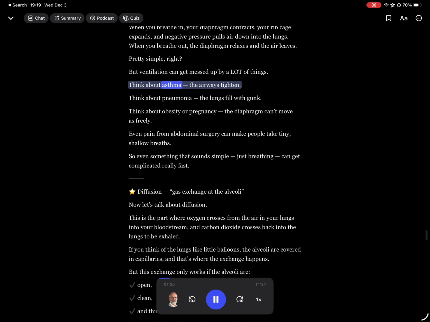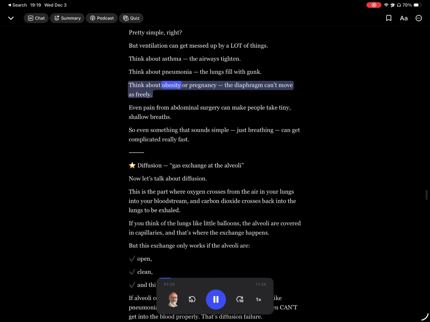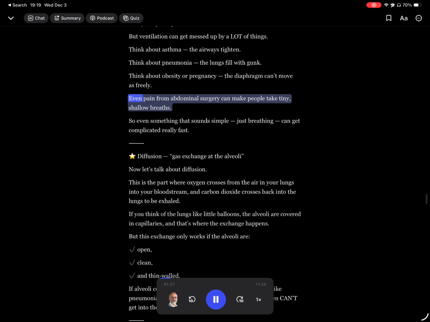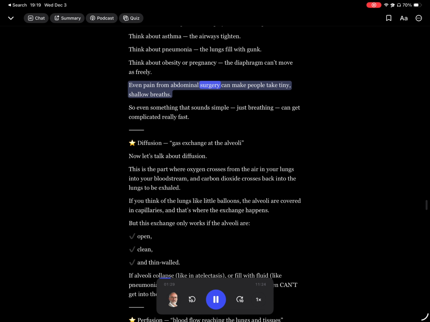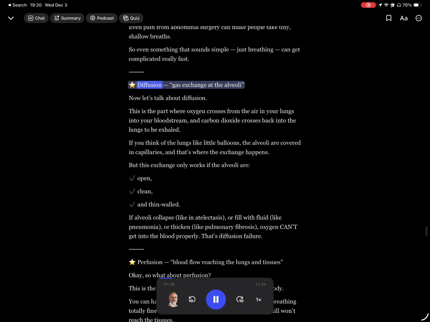Think about asthma, the airways tighten. Think about pneumonia, the lungs fill with gunk. Think about obesity or pregnancy. The diaphragm can't move as freely. Even pain from abdominal surgery can make people take tiny, shallow breaths. So even something that sounds simple, just breathing, can get complicated really fast.